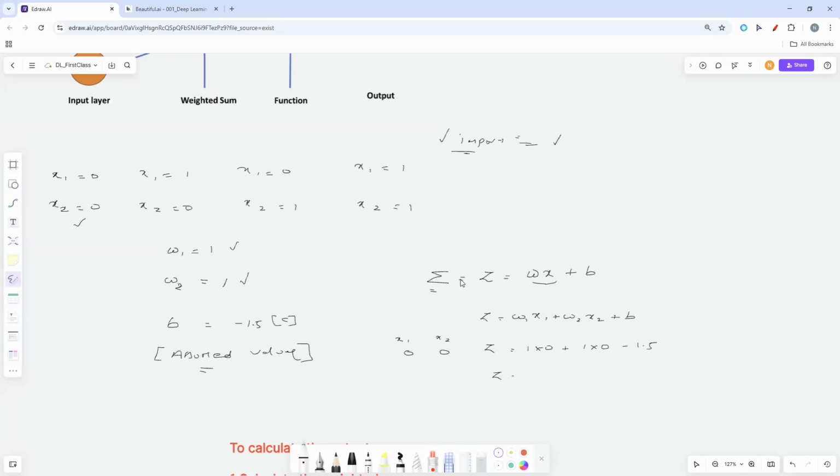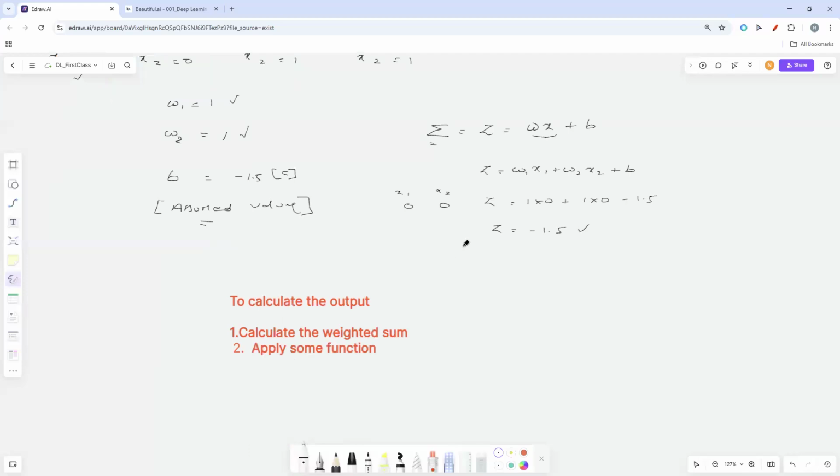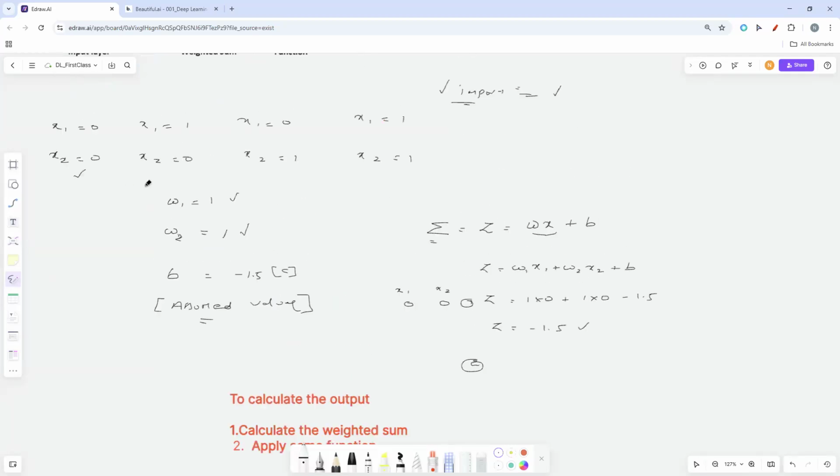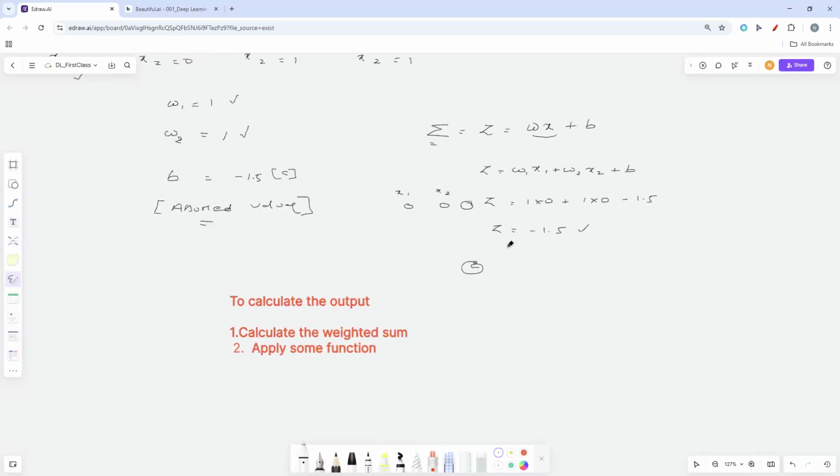So z equal to minus 1.5, right? And in the same manner if you do the next calculations. So this is the first one. What I'm doing next is the second one. I'll take up another situation, x1 equal to 1 and x2 equal to 0. Okay, this is the thing I'm taking up now.